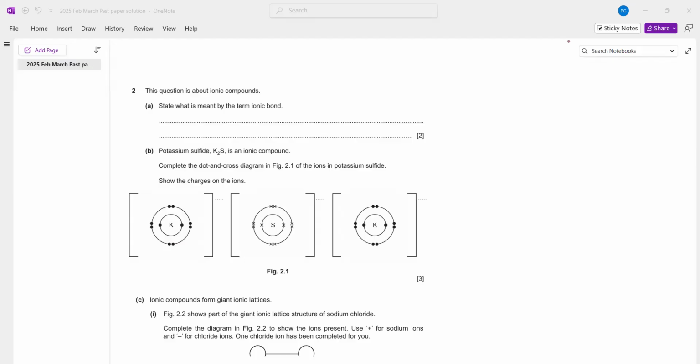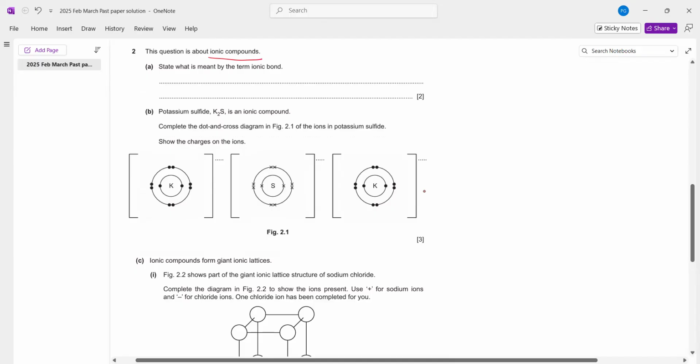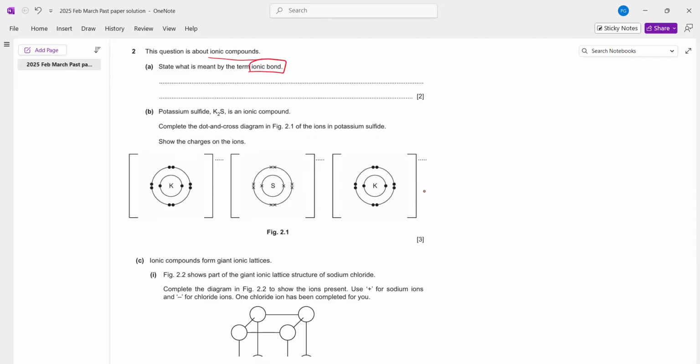Hello everyone. So now we are going to solve question number 2 of paper 4, 2025 February March. The first question talks about ionic compounds. This question is about ionic compounds. State what is meant by the term ionic bond. So we have ionic bond, covalent bond, metallic bond. They're asking about ionic bond.